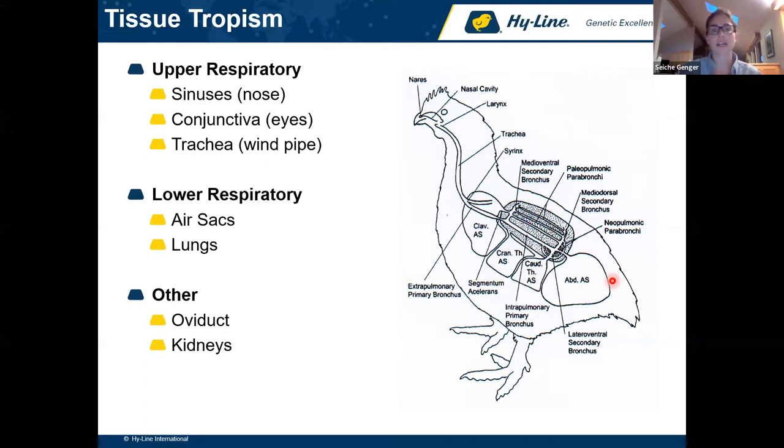So they don't have a diaphragm like you or I that they use to push air in and out of the lungs. They use these air sacs instead. So those are our primary predilection sites and why we think of infectious bronchitis virus as a respiratory disease. But bronchitis also has a few other syndromes that we recognize as being a little bit unique. The first one is that it affects the oviduct, and then it also does affect the kidneys. And we'll talk a little bit more about that.